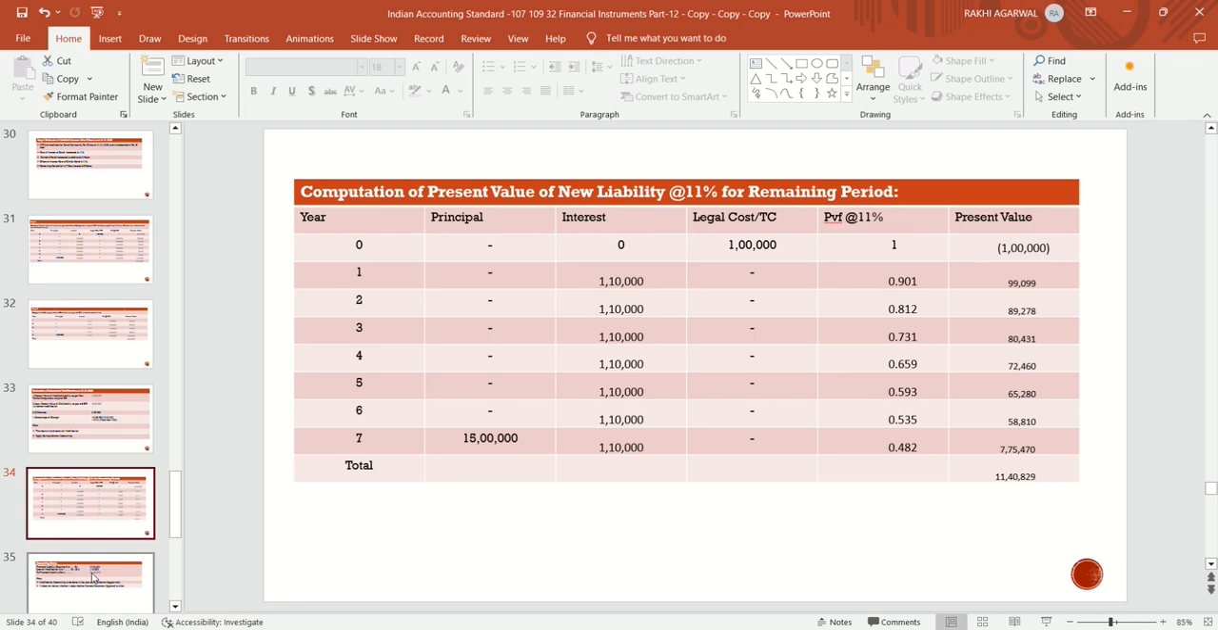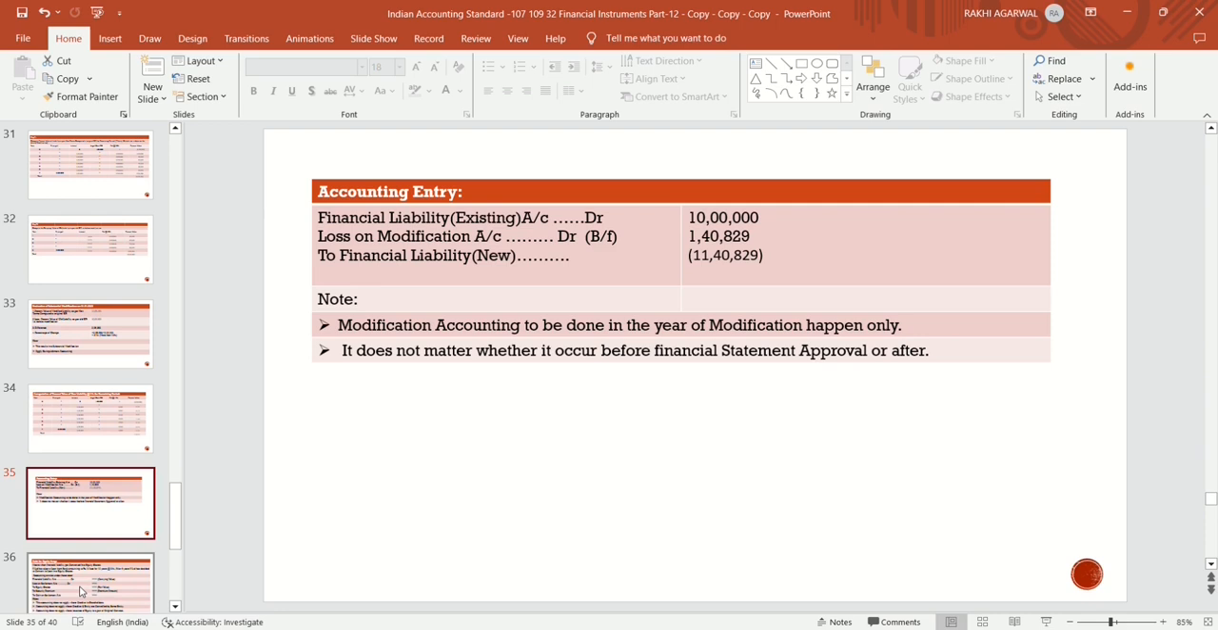Legal cost is incurred on the date of modification, so it becomes 1 lakh. We have to pull it out, discount it by 11%, which is the new effective interest rate. So the present value of that new liability is 11,40,829. So we will pass the journal entry in case of extinguishment accounting, because the modification which takes place is substantial, which is more than 10%. In our case it becomes 21%, which is a substantial modification. So the accounting entry is we will apply extinguishment accounting.